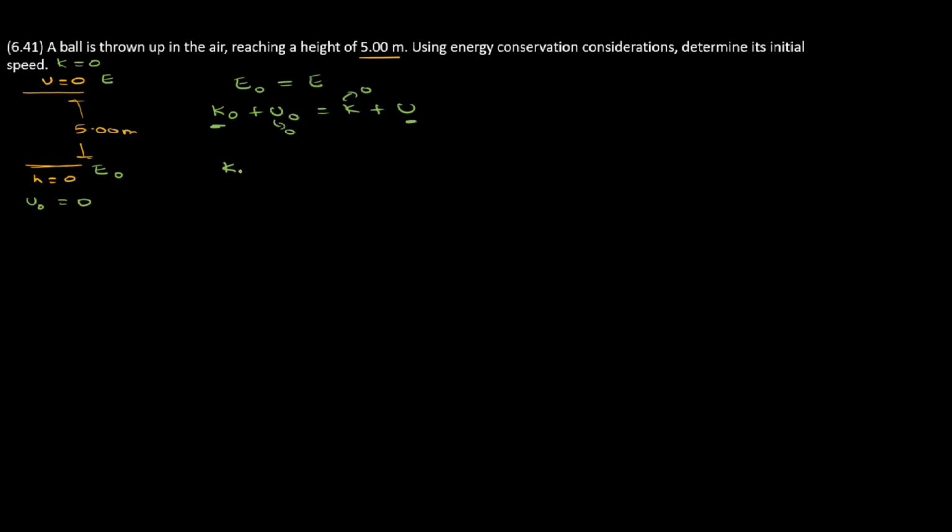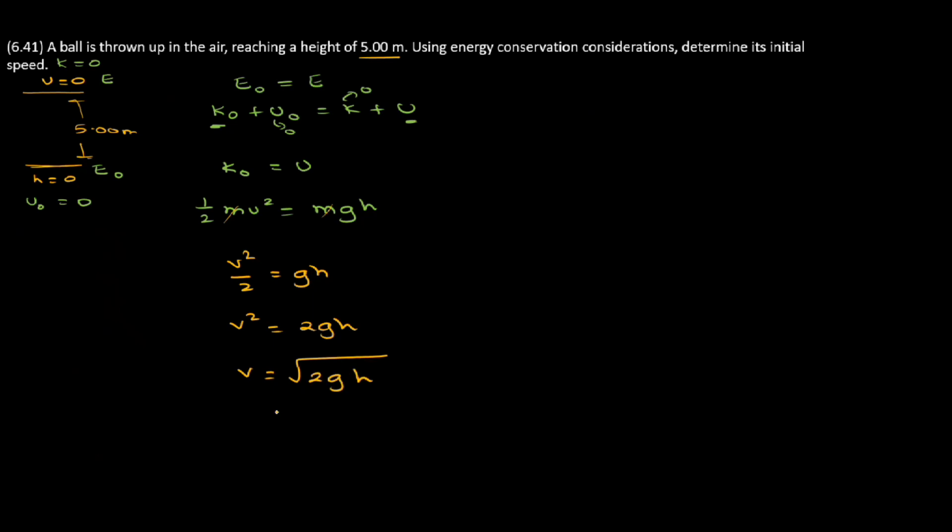So I'm left with initial kinetic energy equal to final potential energy. All of my kinetic energy at the initial point has been converted to potential energy at the final point. So let's write down kinetic energy is half mv squared. Potential is mgh. We can cancel off the m's and then we write v squared by 2 equals gh. Multiply by 2 on both sides. Take the square root. So this is my final expression for the speed.